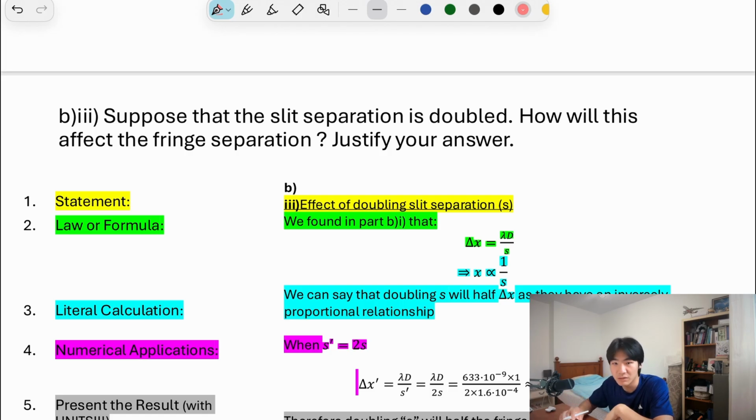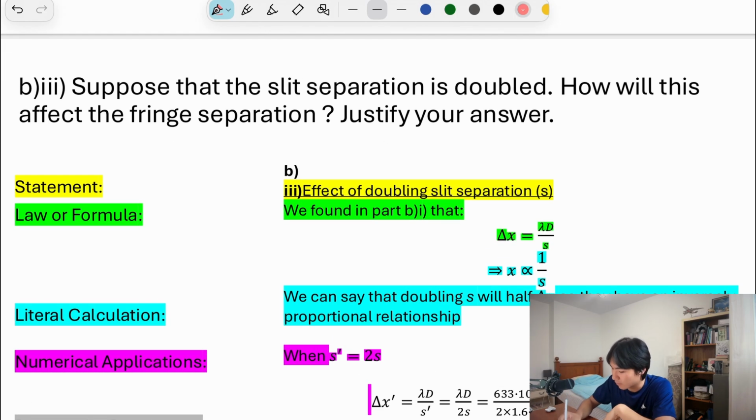Firstly, you don't have to know any of the equations here because we're going to cover them, I'm just showing you as an example. So this is the statement part. I wrote the question P, and I wrote sub question 3, and the question: what is it asking? What happens if you double the slit separation? So I wrote effect of doubling the slit separation S.